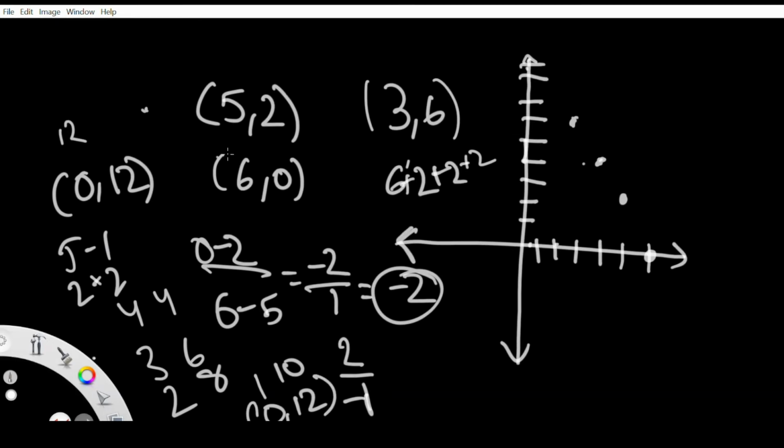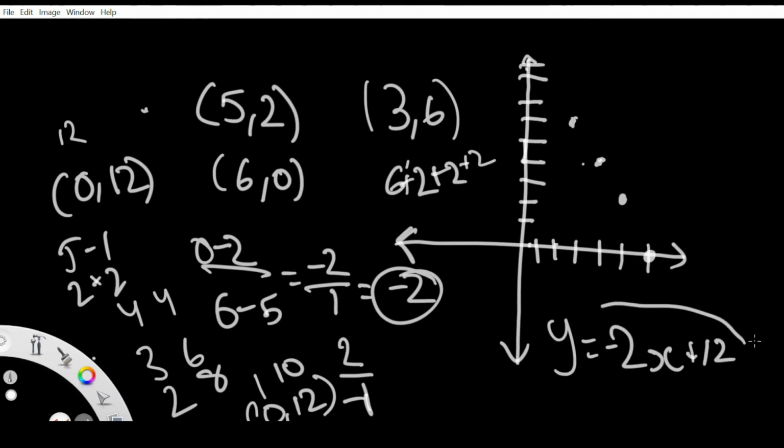So now we can write in slope-intercept form now that we have both the slope and the y-intercept. So y is equal to negative 2x plus 12, which would be our final slope-intercept form function.